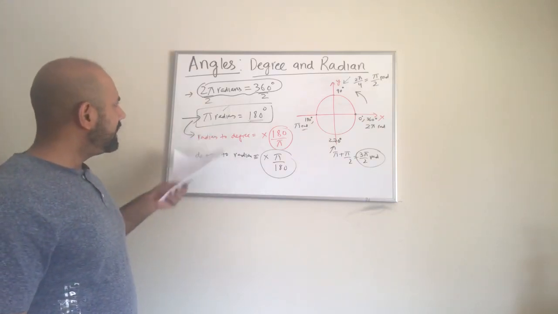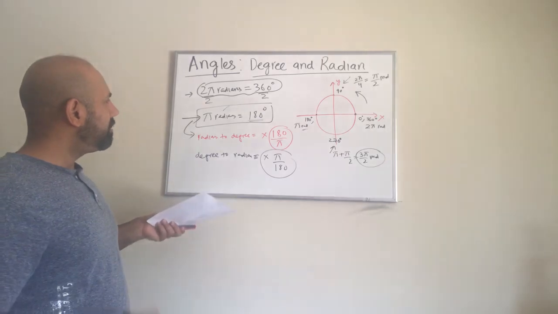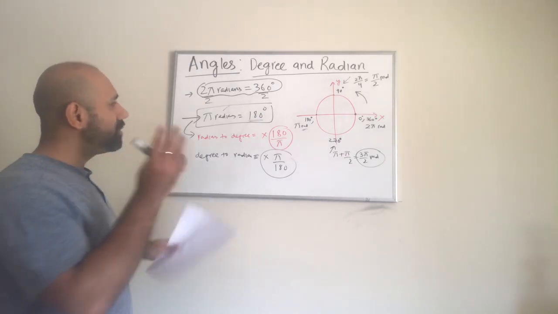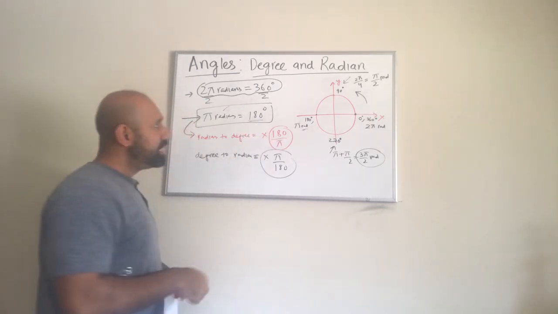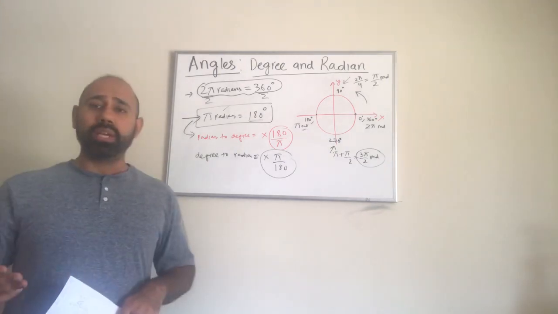So guys, this is some basic information about how to convert and how to represent these things on a unit circle. Now in my next video, we're going to actually start looking at some examples.